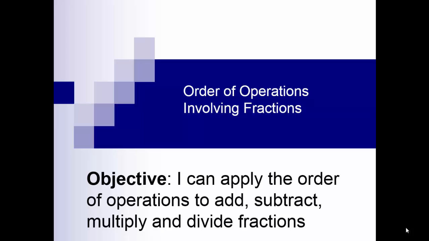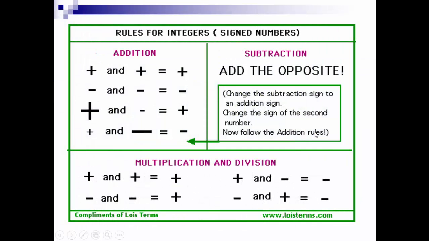So first of all, our objective is I can apply the order of operations to add, subtract, multiply, and divide fractions. And we remember our rules for signed integers. When you're adding integers, you ask yourself, are the signs the same or are the signs different? If the signs are the same, you find the sum. If the signs are different, you find the difference. You keep what you have more of. For subtraction, you just add the opposite, then follow the addition rules.